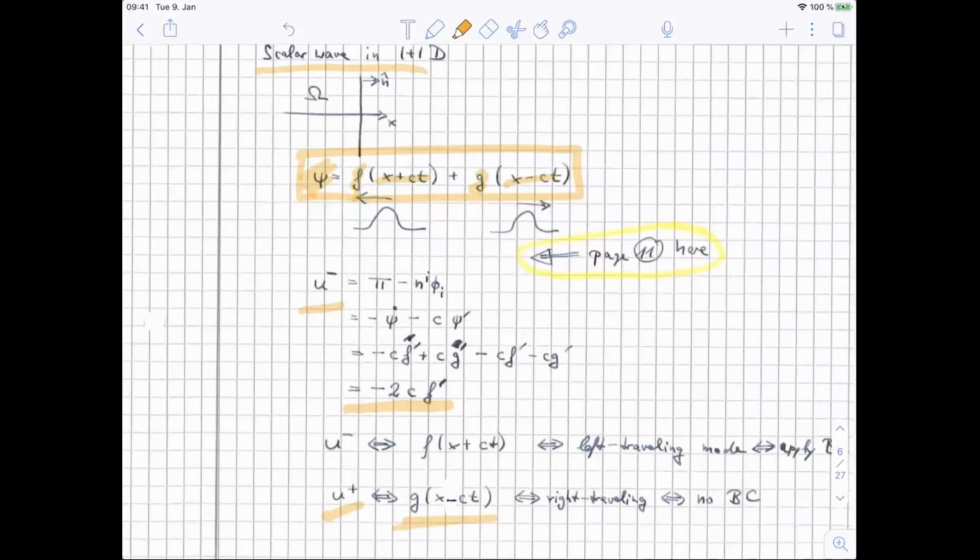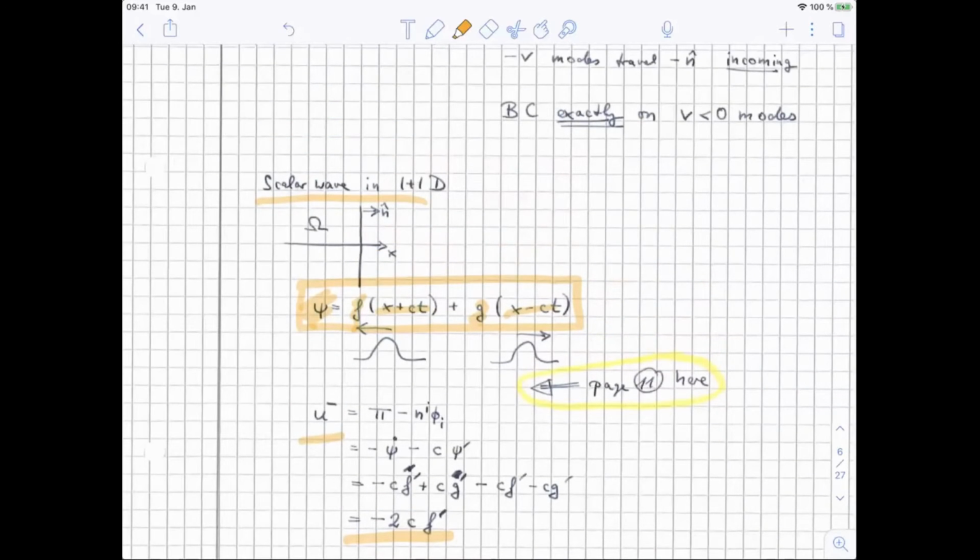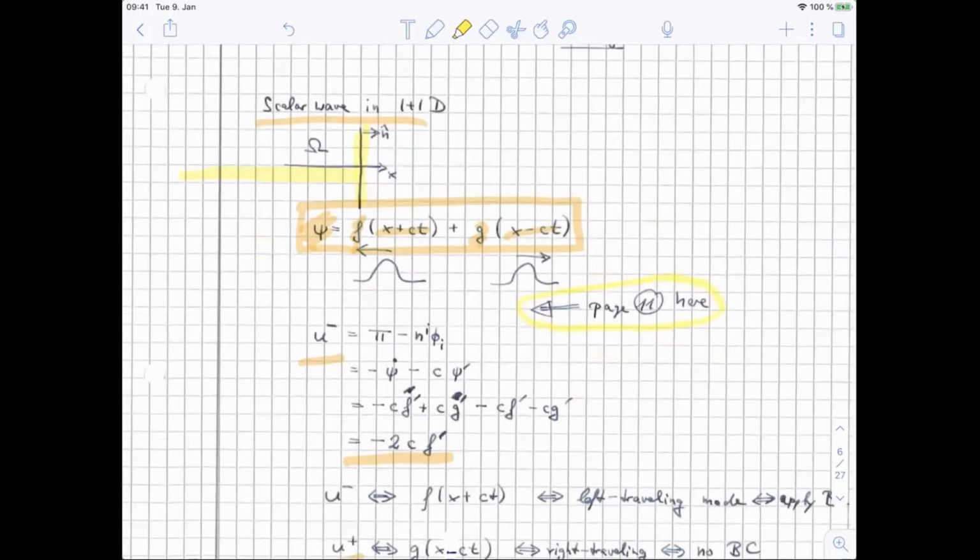This now motivates how these modes are used when setting boundary conditions. Say you have your scalar wave here, but you only want to solve it for negative x values with a boundary condition at, say, x equals 0. In that case, from the simple form of the two traveling modes, you would already expect that g is the right traveling mode that is going to leave the computational domain. So it shouldn't be constrained, it should just be allowed to leave.